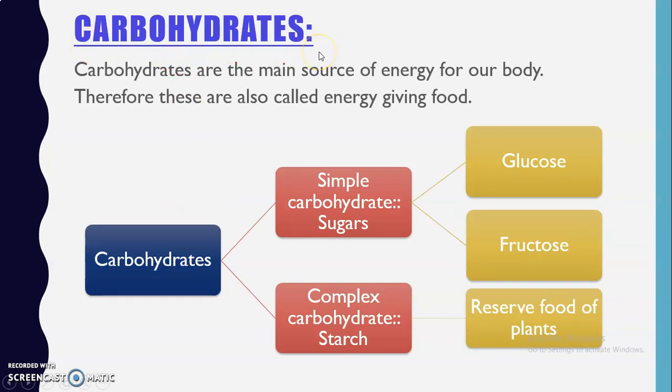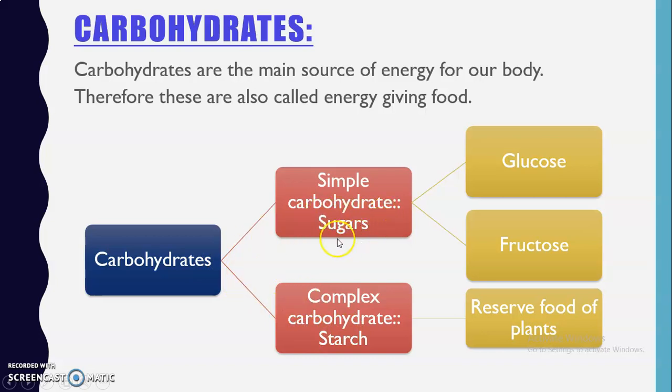So the first nutrient is carbohydrates. The carbohydrates are the main source of energy for our body. We obtain our energy mainly from the carbohydrates only, and therefore these foods are also called energy giving foods. Carbohydrates can be divided broadly in two ways, that is simple carbohydrates or just sugars, and complex carbohydrates or starch.